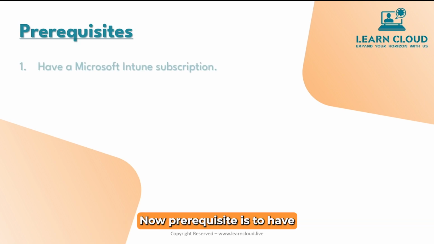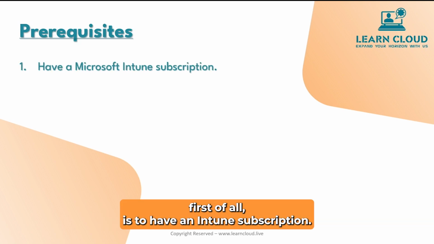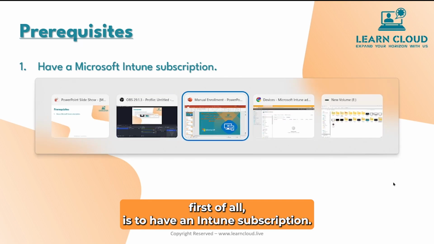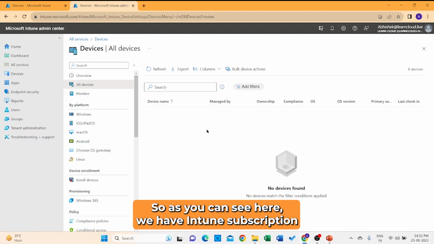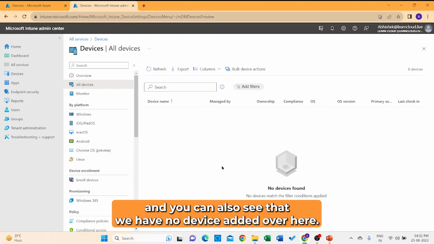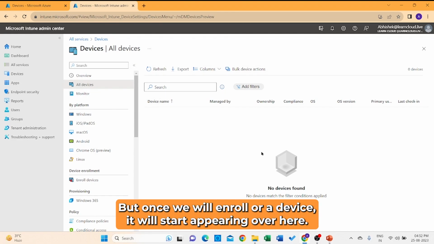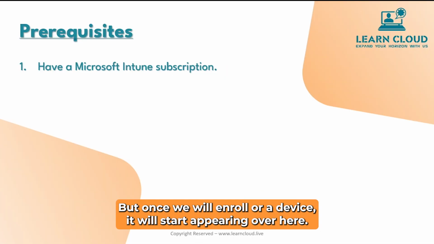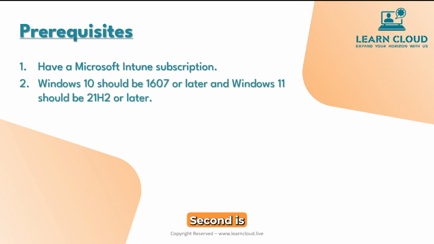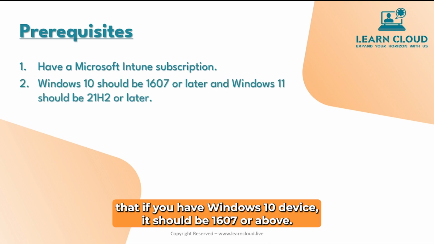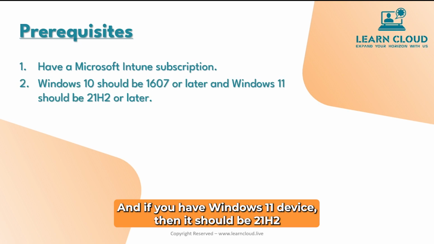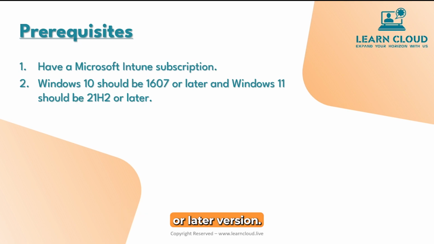Now, the first prerequisite is to have an Intune subscription. As you can see here, we have an Intune subscription, and you can also see that we have no device added over here, but once we enroll our device, it will start appearing over here. Second, if you have a Windows 10 device, it should be 1607 or above, and if you have a Windows 11 device, then it should be 21H2 or a later version.